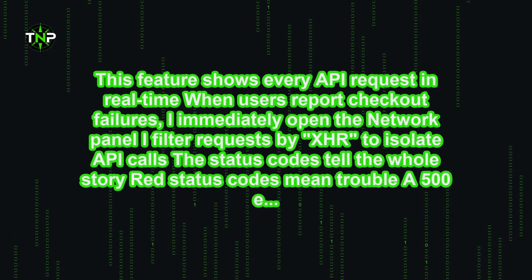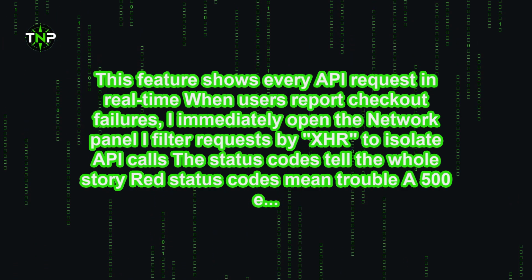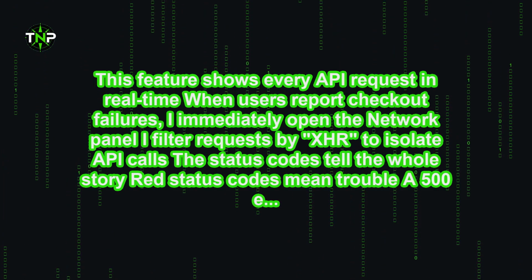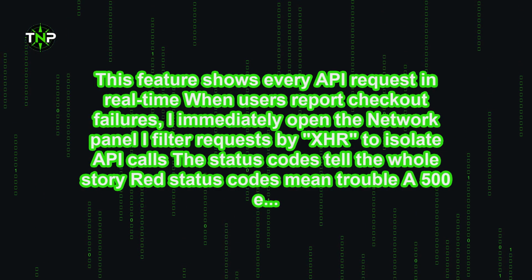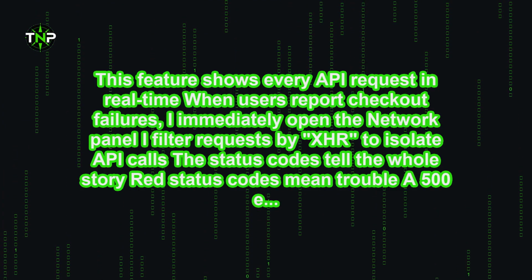This feature shows every API request in real time. When users report checkout failures, I immediately open the network panel. I filter requests by XHR to isolate API calls. The status codes tell the whole story.